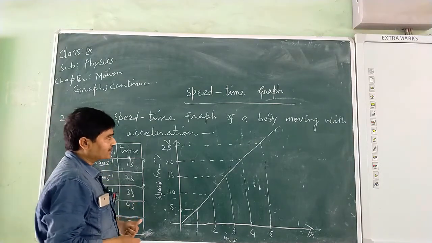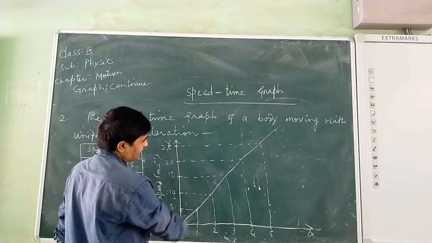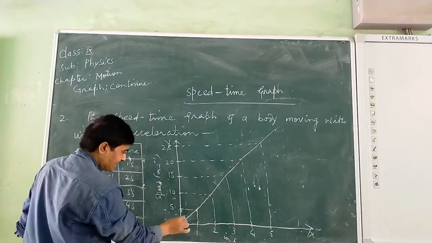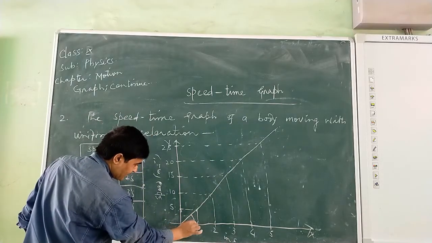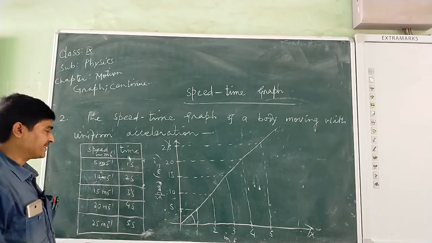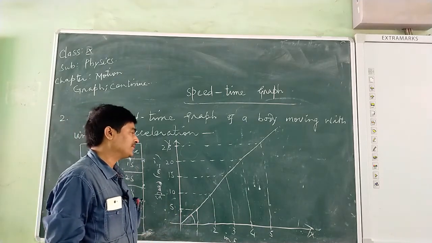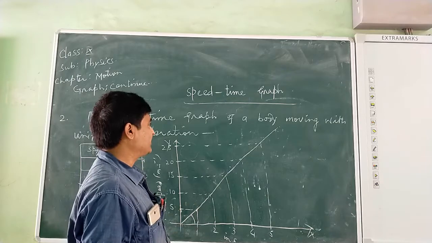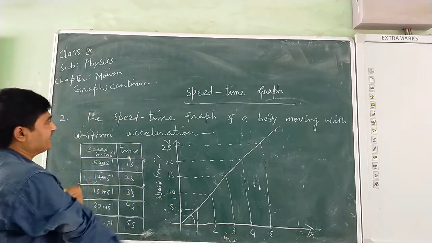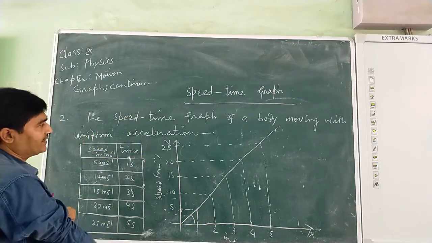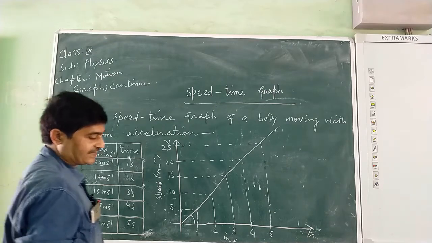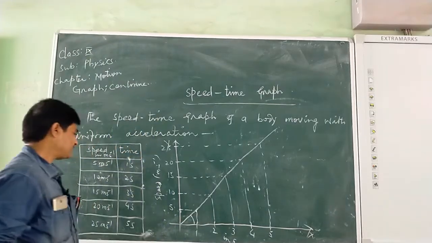The speed time graph of a body moving with uniform acceleration is a straight line inclined at an angle with the x-axis. This angle is called the slope of the graph, and this slope gives the acceleration. That is, the speed time graph gives the acceleration of the moving body.